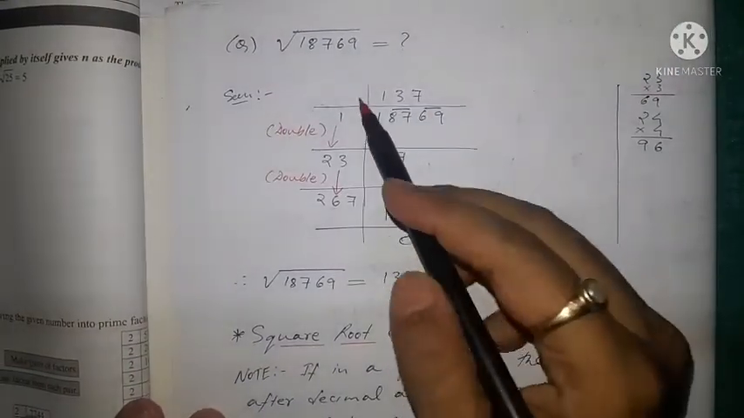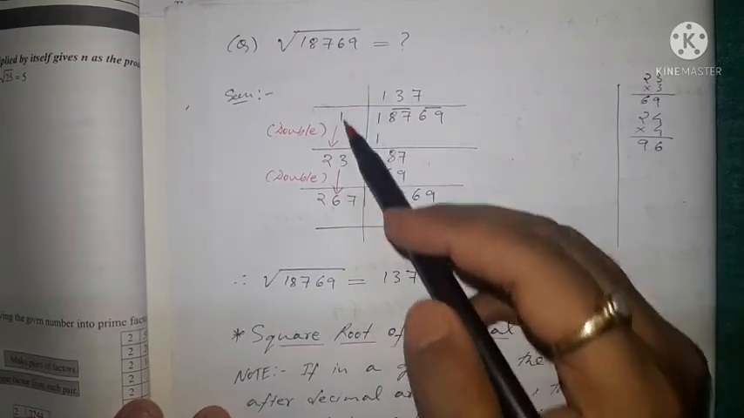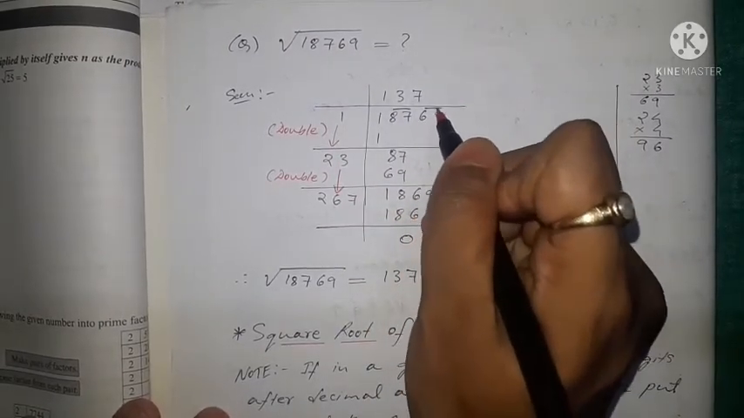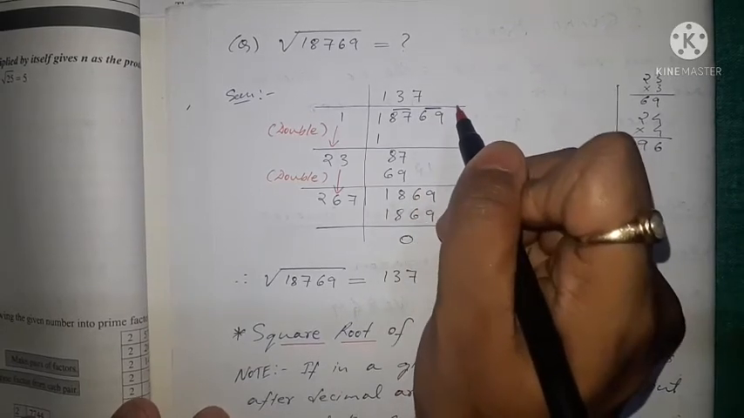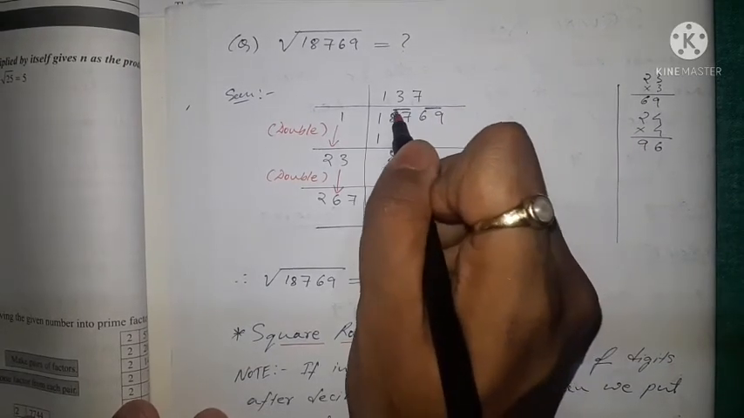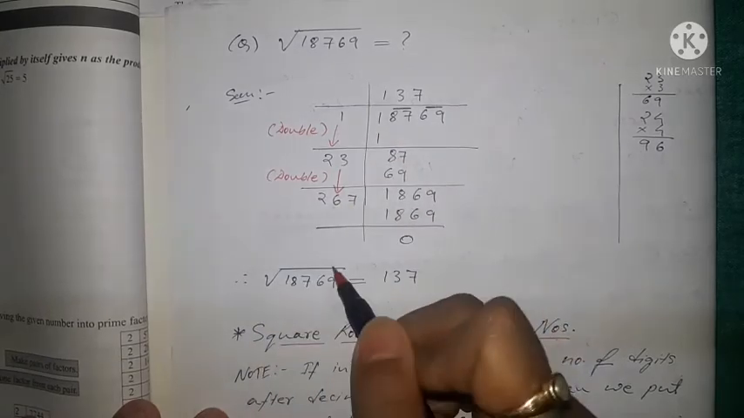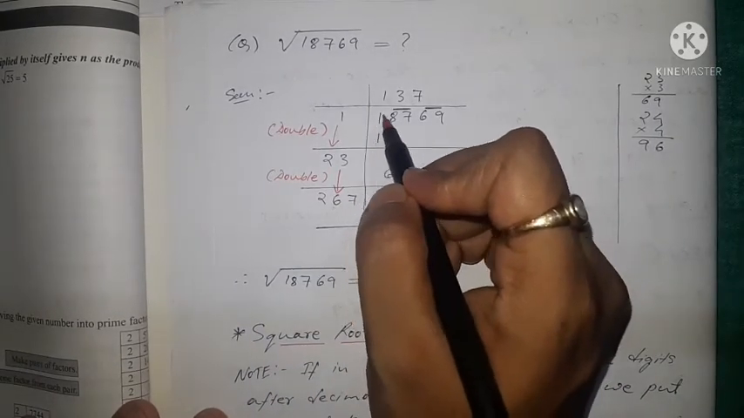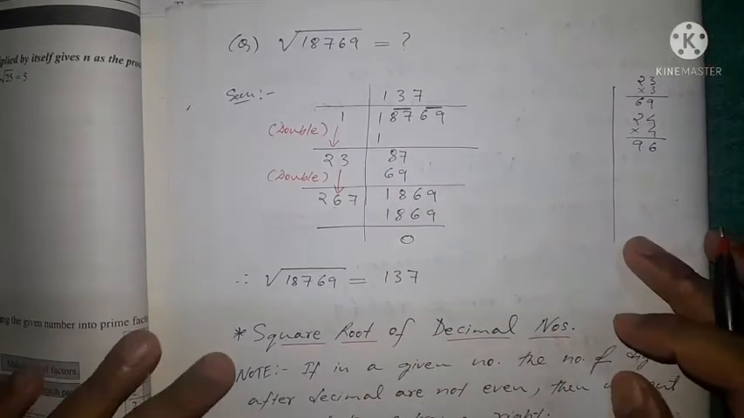Suppose we are asked to find the square root of 18769. First we make pairs from the backside. That is 69, and again 87 is another pair, and 1 is left alone. Since there is no other number, 1 is left alone.